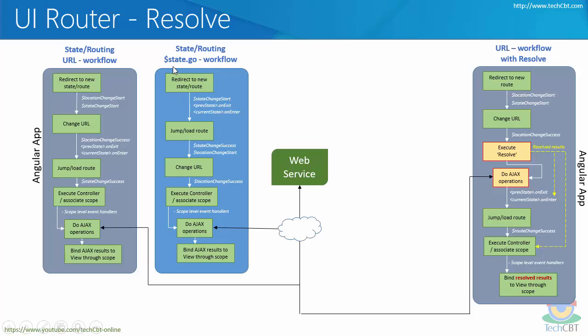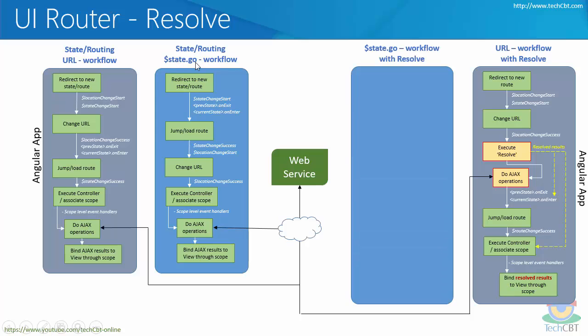So that is $state.go. Let us see how this one works whenever you are using resolve along with $state.go. So you can see this is $state.go with resolve, and here we do not have resolve. So this is just routing URL with resolve. This will be pretty similar to what we have in place here. So it will be a combination of these two.